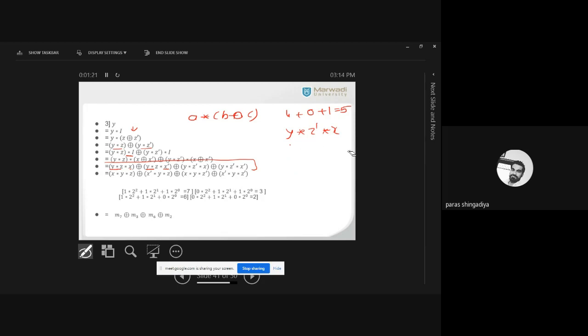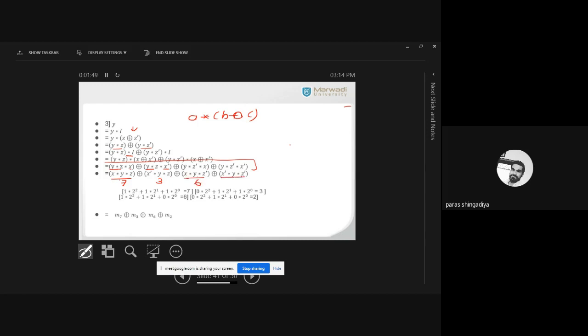ठीक है, so first arrange as per the order. x star y star z, second bracket will be x dash star y star z, third will be x star y star z dash, and last bracket is x dash star y star z dash. So what is the answer of the first bracket? It will be 7. What is the answer of the second bracket? That is 0 plus 4, 2 plus 1, that is equal to 3. What is the answer of the third bracket? That is 4 plus 2, equal to 6.